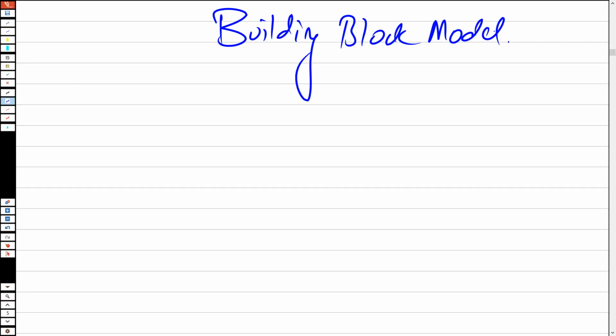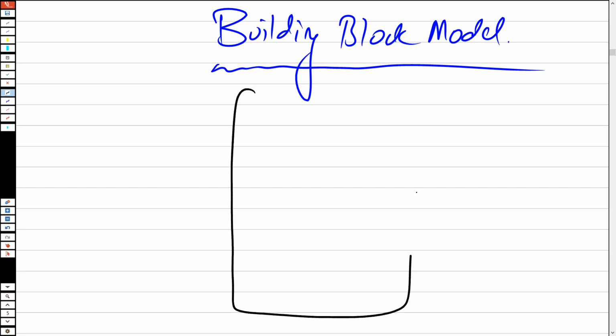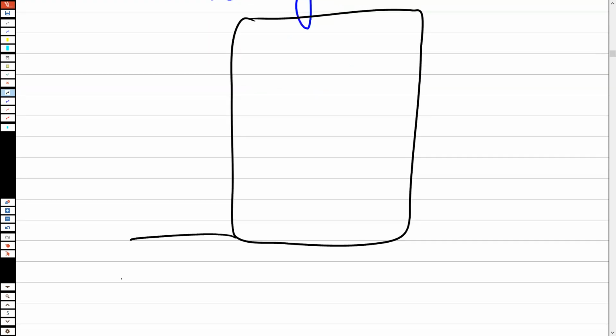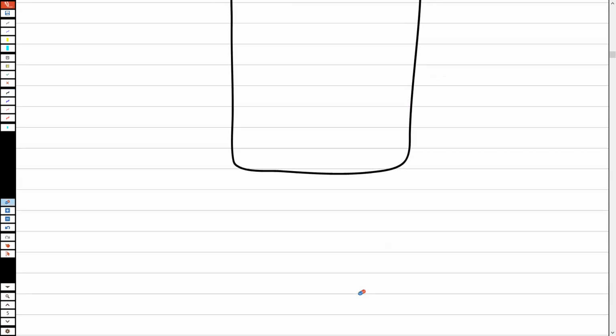The building block model was originally introduced for service-oriented organizations. What happens with respect to this building block model is that there are three different blocks that we consider. I'm going to explain to you what are the things that we consider under each of these blocks.